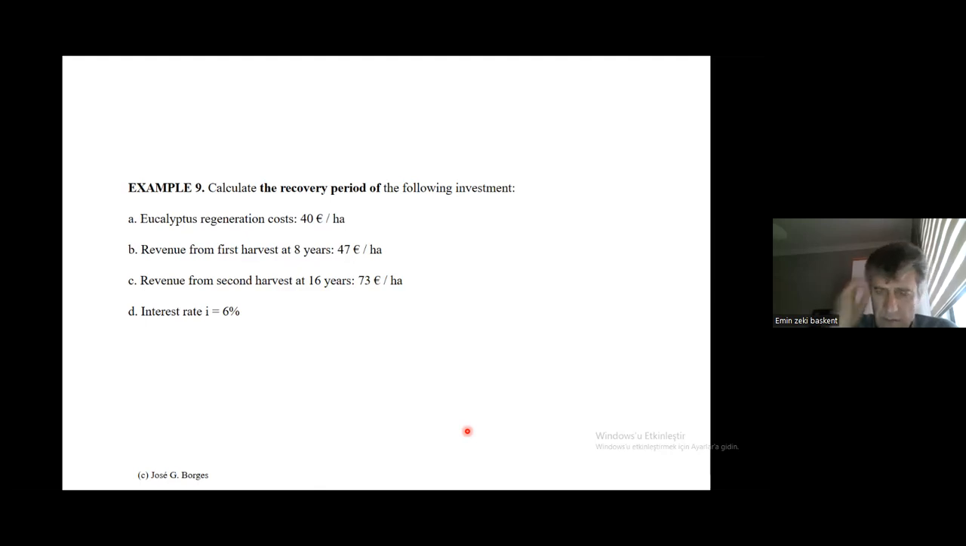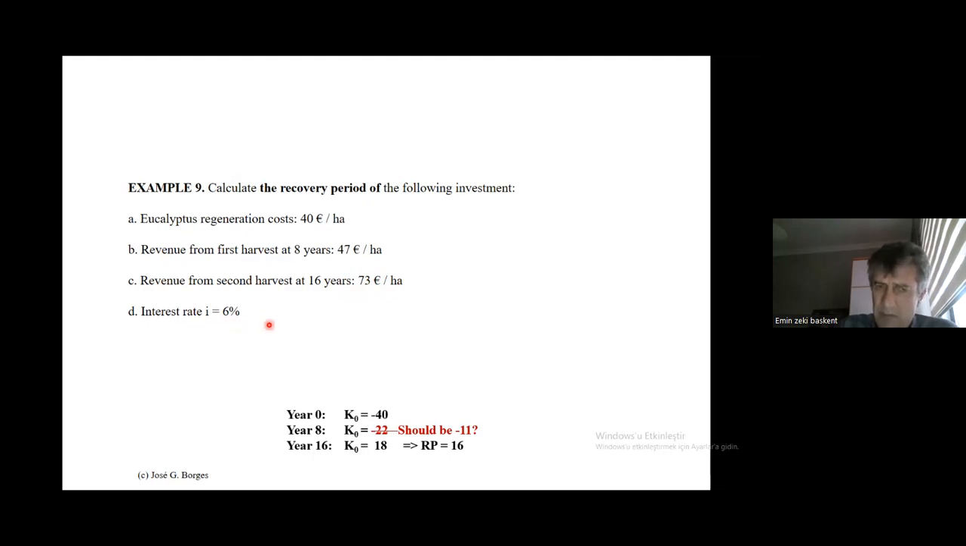Okay. For this example, the net present value is being calculated as K0, okay, for this exercise, saying that there is eucalyptus regeneration cost of €40 per hectare. There is a revenue from the first harvesting at the age of 8, returning €47 per hectare. There's a revenue from the second harvesting at the age of 16 years, which returns us €73 per hectare. Interest rate is 6. Given this condition, what would be the recovery period?